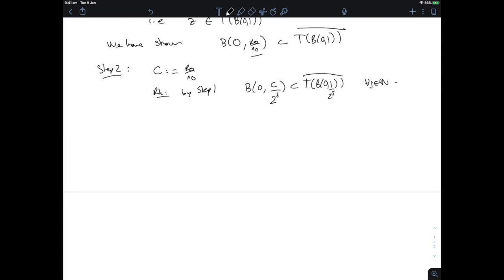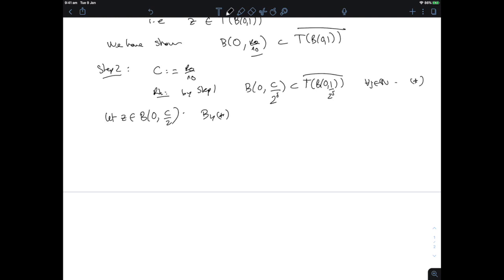Just by multiplying everything by 2 to the minus j. So I've got that for all j. So now give me a z in B(0, c/2). I'm going to show that this ball, if I halve the radius at least, I'm going to be in the image of the unit ball, not the closure of that image. Now, how do I do that? I use step 1, or more precisely star.